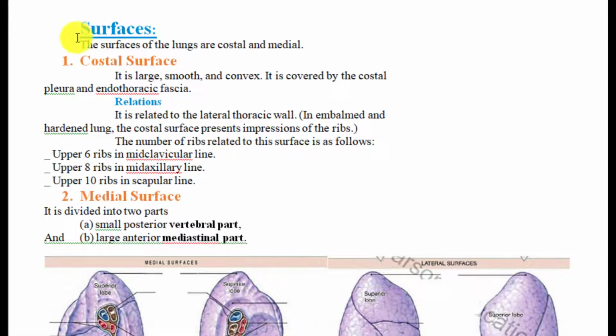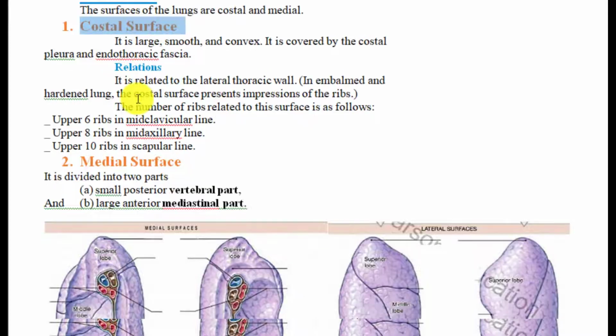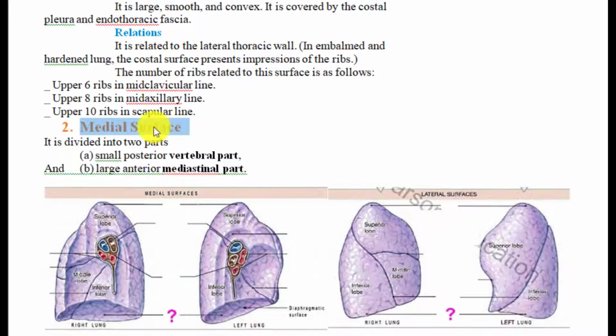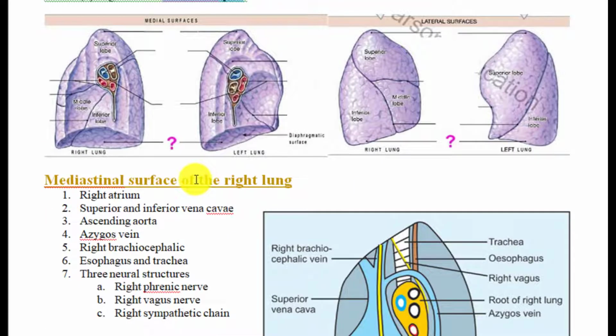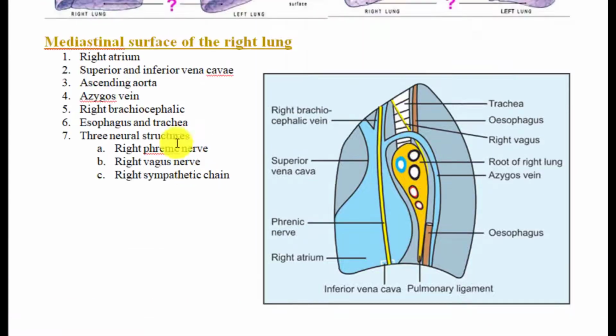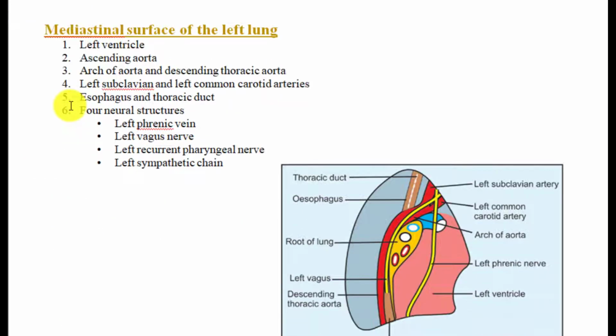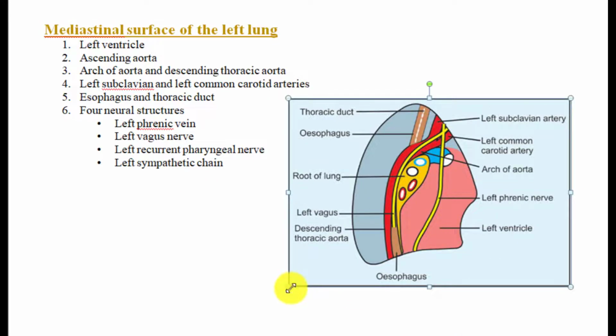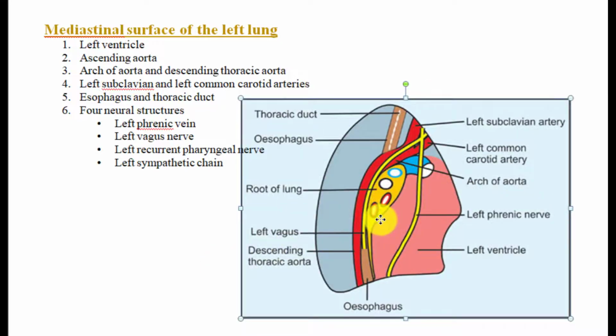So we discussed the surfaces. There are 2 surfaces, the costal surface and the medial surface. The medial surface is divided into the vertebral part, which is posterior, and the mediastinal part, which is medial and anterior. And the mediastinal surface of the right lung is in relation to all these structures. Now the mediastinal surface of the left lung is in relation to all the structures shown in this picture. Now we will see all those structures.